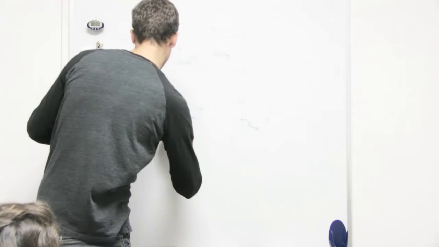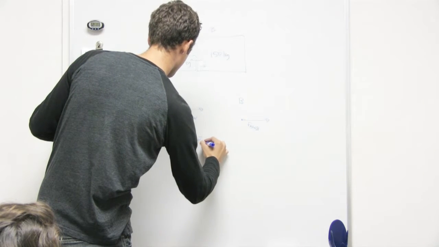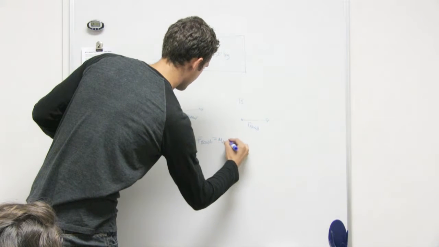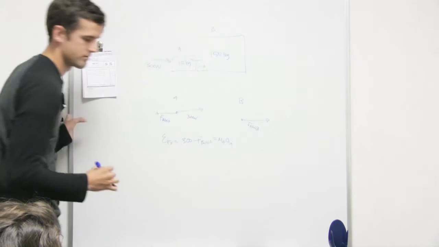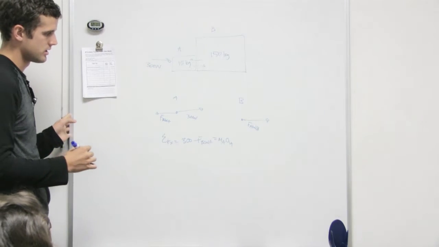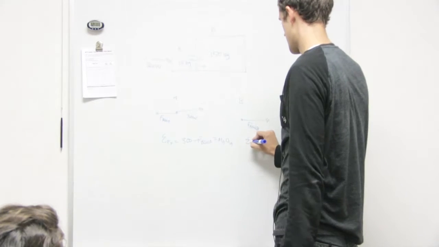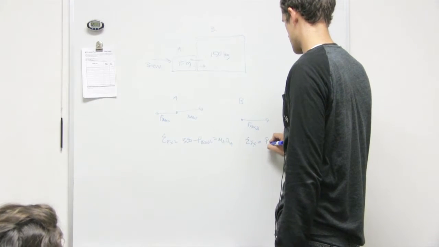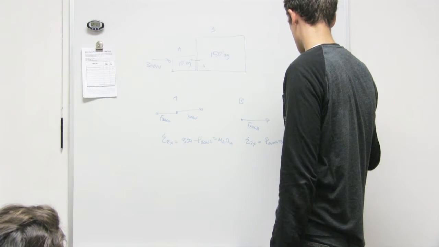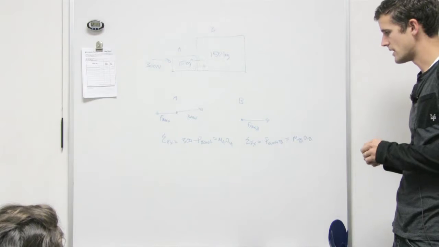So you say, well, let's sum our forces in X. This is going to be equal to 300 minus the force of B on A equals the mass of A times the acceleration of A, right? So that's your net force equals your mass times your acceleration. And you do the same thing over here, except this time it's just F A on B equals the mass of B times the acceleration of B.